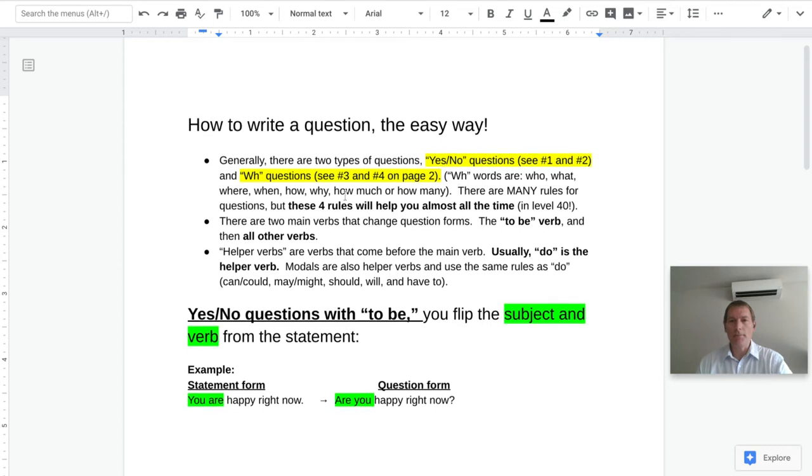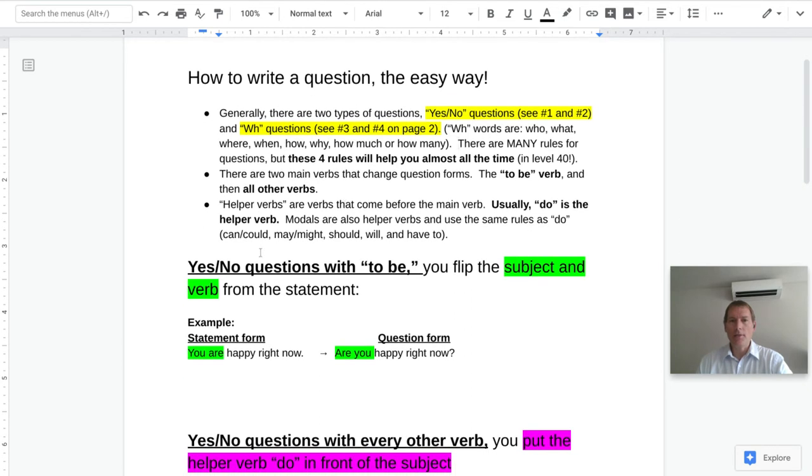So here we go. Yes/no questions with the verb to be. You flip the subject and verb from the statement. Easy. You have a subject and verb in the statement and you flip it in the question. So you are happy right now becomes are you happy right now?